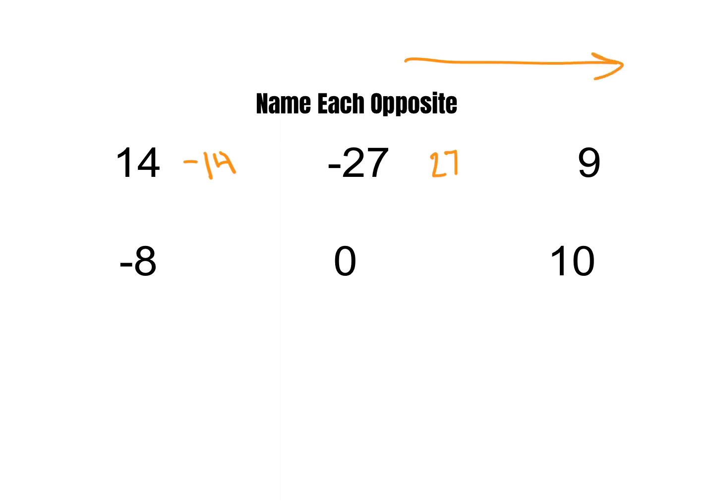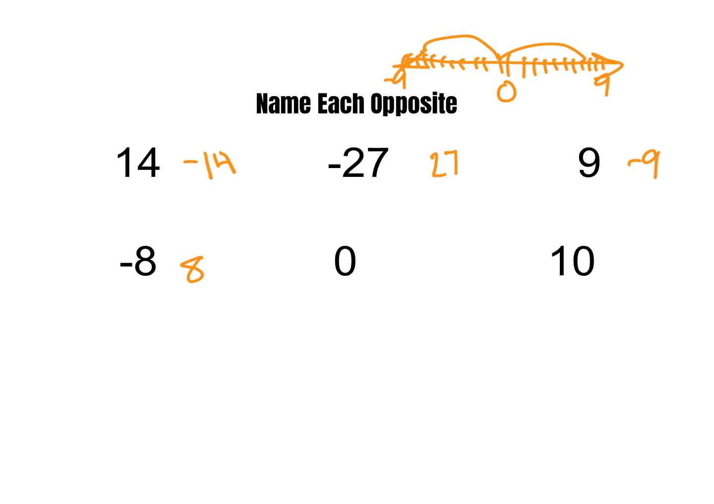Think of a number line. If you had a 0 in the middle and you went 9 this way, that is 9. And then if you went 9 the other way, that's negative 9. So it's saying if you went the opposite direction, what number would you be at? So the opposite of negative 8 is 8.